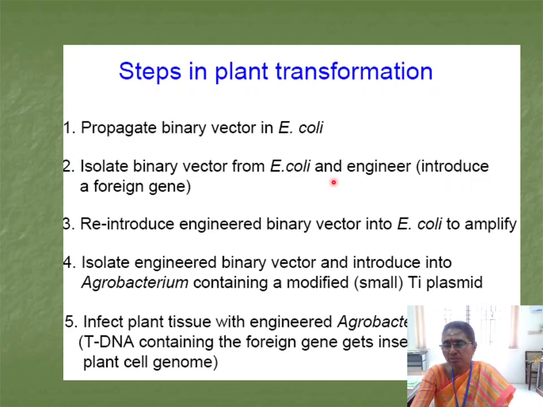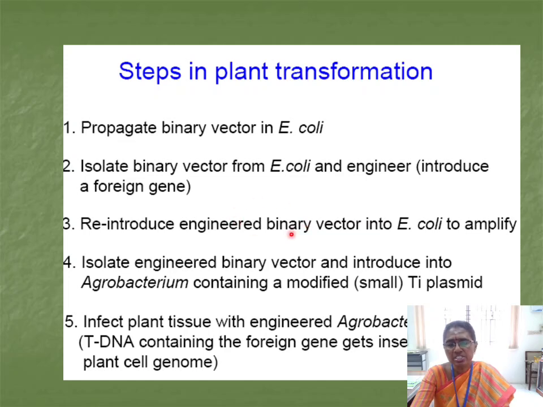This gene of interest may code for anything: insect resistance, disease resistance, or quality improvement. For example, in India we have a commercialized Bt cotton, which is cloned with the Cry1Ac gene in the case of Bollgard 1, whereas in the case of Bollgard 2, it is cloned with Cry1Ac and Cry2Ab.